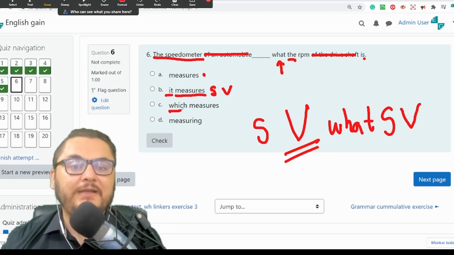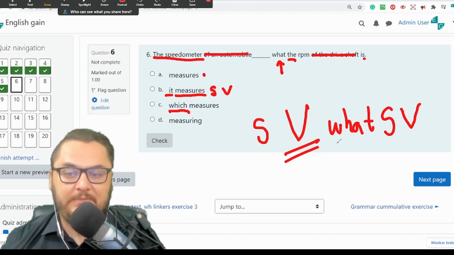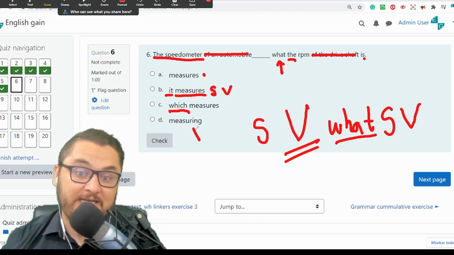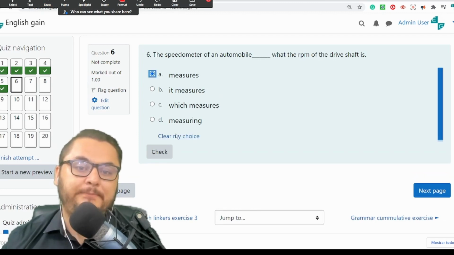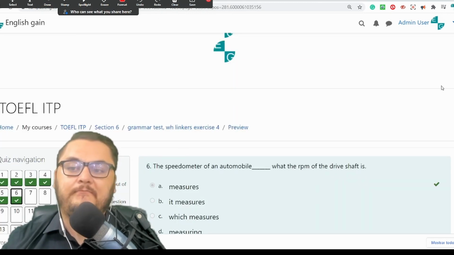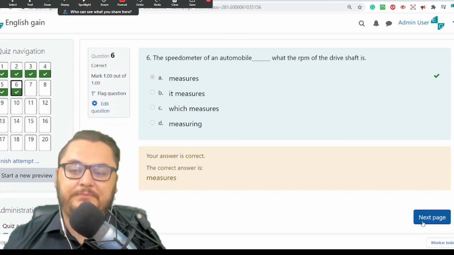Then I have another linker. I just have my linker. I don't need another linker. And this is an adjective. Then my answer is measures. And we jump into the next one.